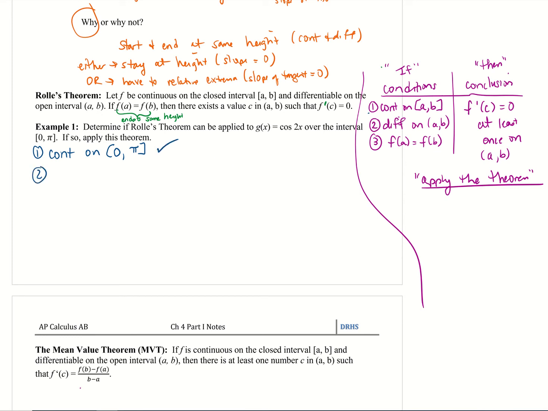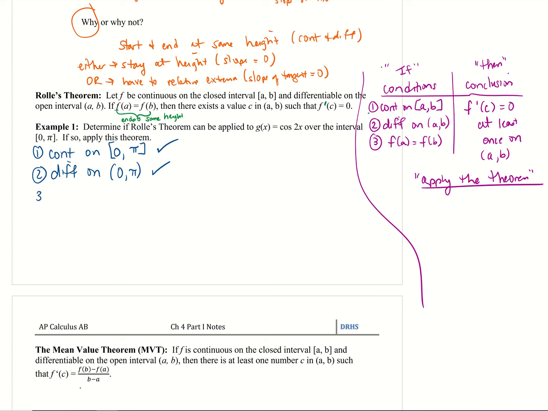The next one, are we differentiable on that open interval? Notice I'm switching to an open interval. I think my handwriting was pretty poor on the closed one. There we go. Well, we know how to take a derivative of cosine. There's no spots where we can't. There's no sharp turns, no vertical asymptotes, no discontinuities. Yep, we're differentiable. Now, we don't have to say why it's continuous. We also don't have to say why it's differentiable. If it weren't one of these things, we would want to say why it is not.